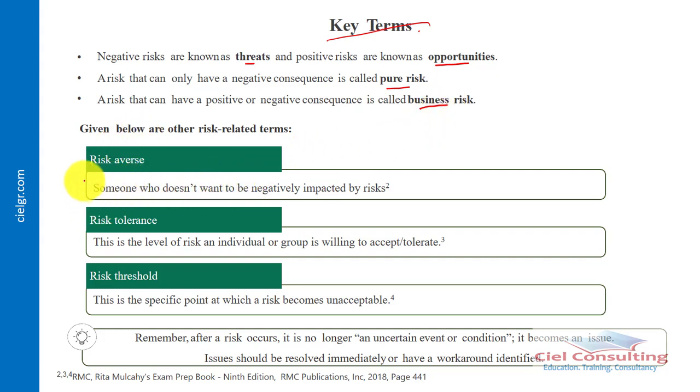Some other key terms we use under project risk management: we have risk averse. Risk averse refers to someone who doesn't want to be negatively impacted by risk. Anybody who doesn't want to be negatively impacted by risk, we say that individual is risk averse. It simply means this person doesn't like to take risk because he doesn't like the negative impact of the risk. Then we also have risk tolerance, which is the level of risk an individual or group is willing to accept or tolerate. And then also the risk threshold, which is the specific point at which a risk becomes unacceptable.